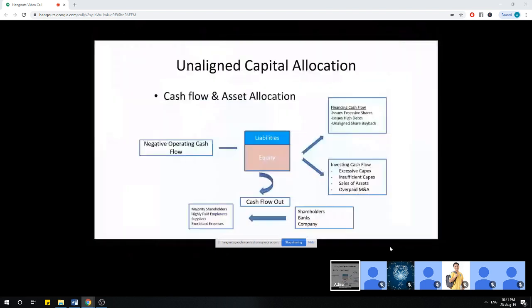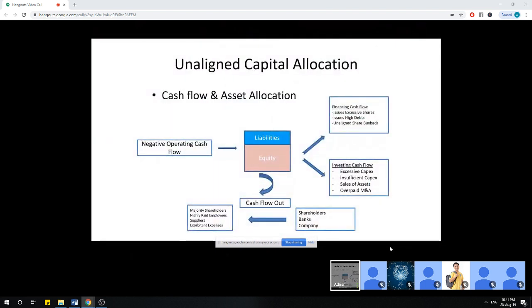If that is the top area, then at the other extreme the company is generating negative cash flow. Because of the negative cash flow, the company needs to issue borrowing because there is no cash, or issue shares, or even do unearned share buybacks to boost up the share price. And in investing cash flow, the company invests in excessive capex, meaning oversupply. You don't have the demand, but you invest a lot in capex. Or the opposite, insufficient capex: you need capex to maintain your company's sales, but you didn't invest enough.